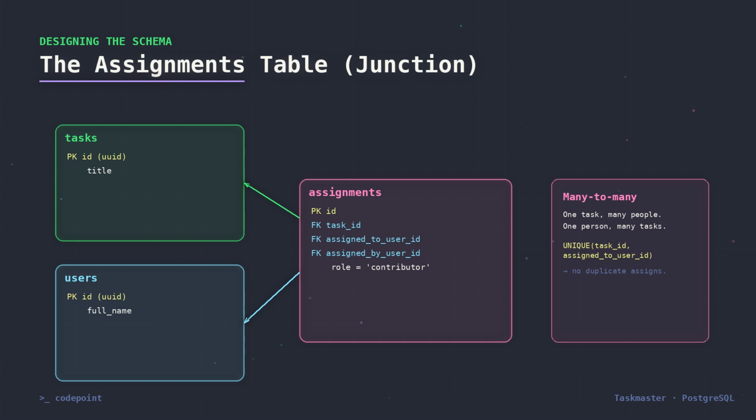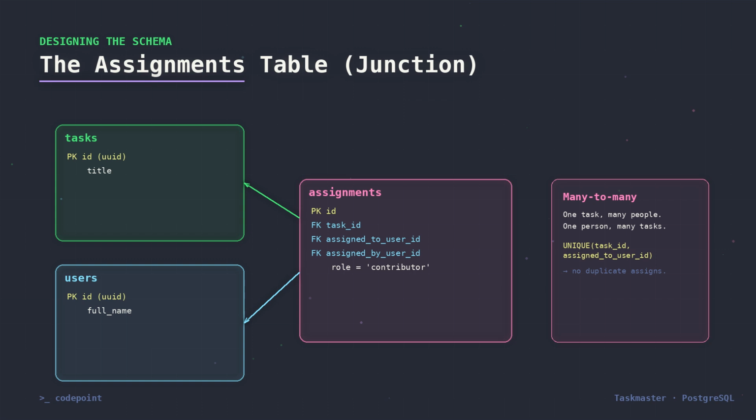The assignments table. This is the most interesting table. It's a junction table. It connects users to tasks. A task can be assigned to many people. One person can work on many tasks. That's a many-to-many relationship. We handle it with this middle table. UUID for the assignment ID. Task ID, which task?